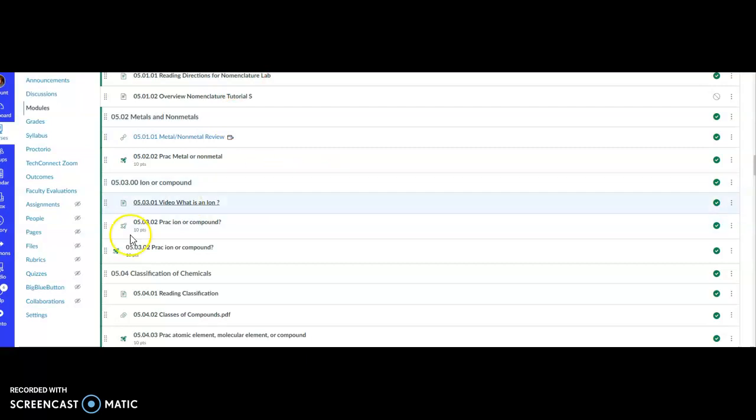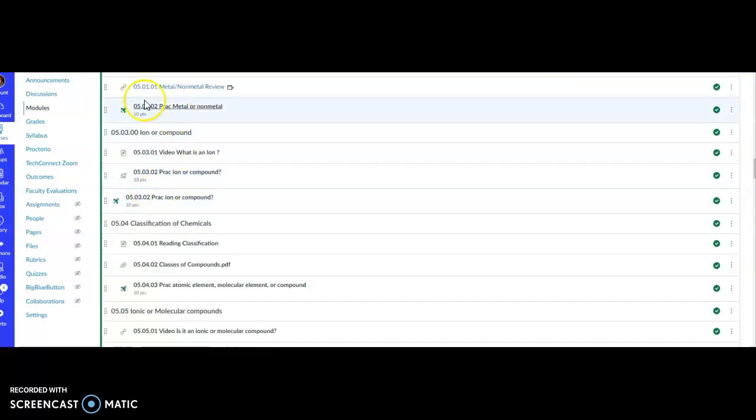Then you're going to decide if it's an ion or a compound. There are videos that lead you all through this. And remember, to be an ion, it's going to have a charge, right? It's going to have a negative or a positive near that compound. And there's practice. So everything has a tutorial and some practice and a graded quiz that you can take multiple times.